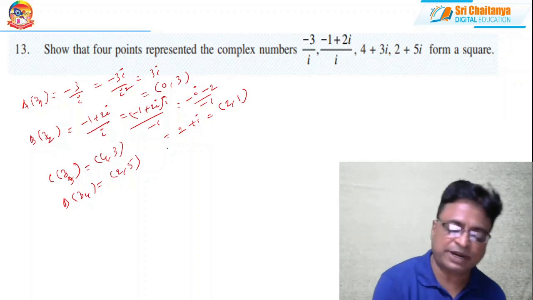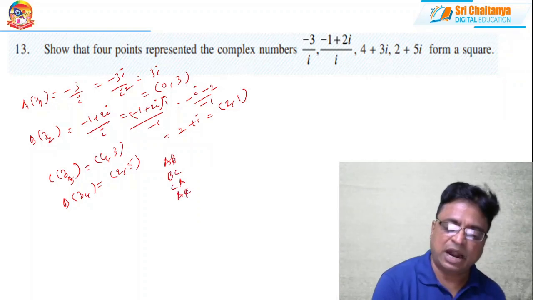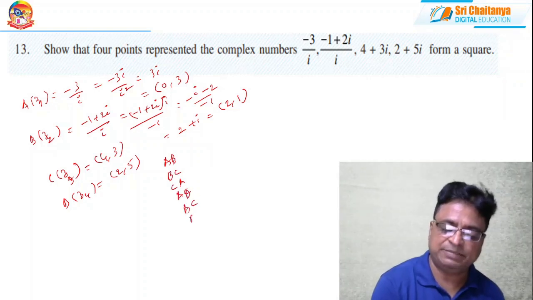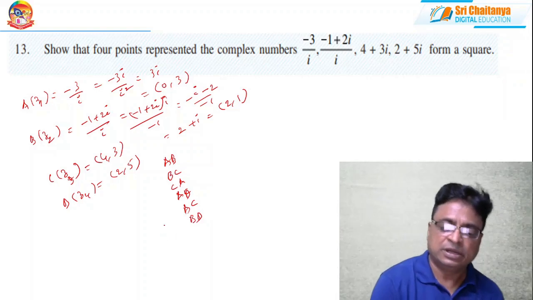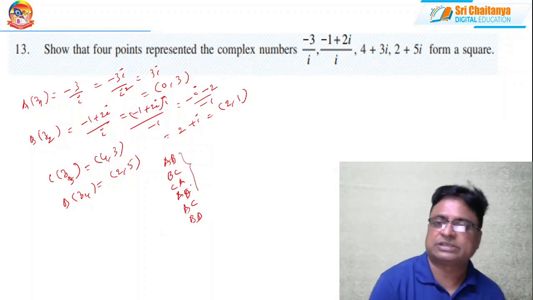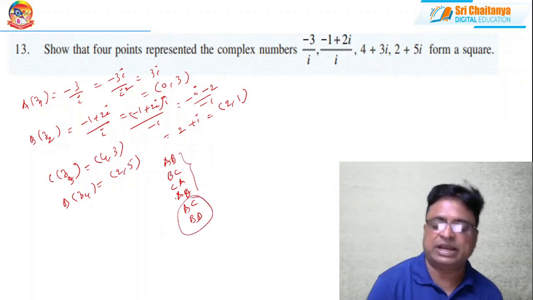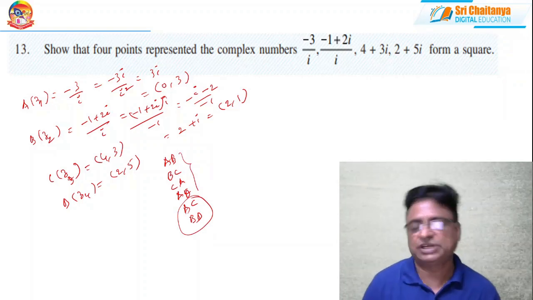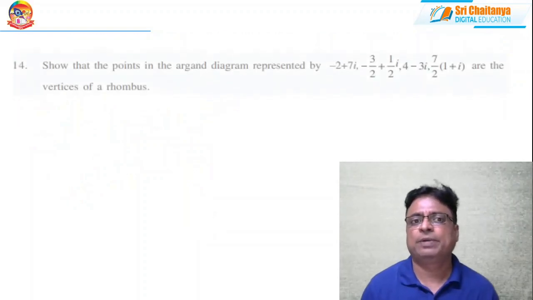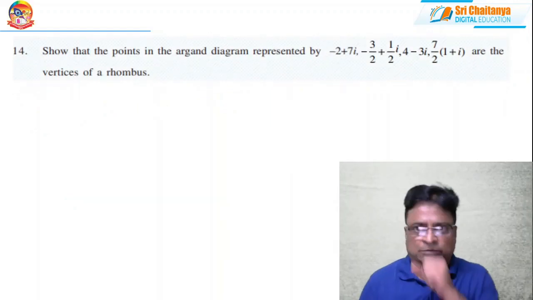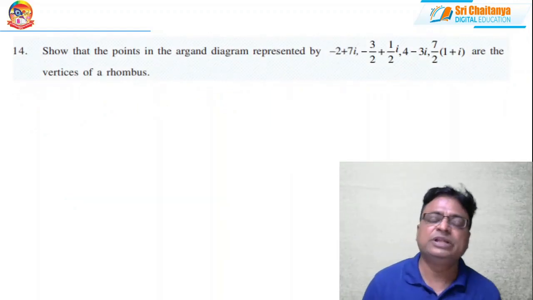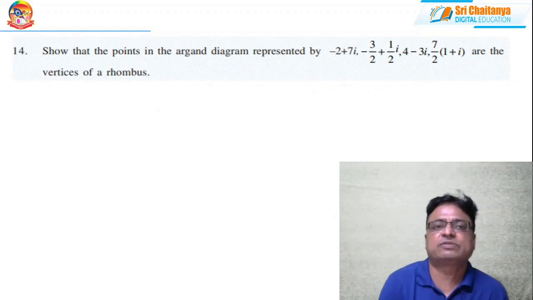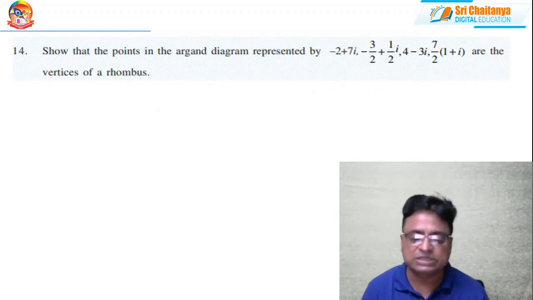But you need to find AB, all the sides, BC, CD, AD, and of course diagonals also, AC, BD. If all these sides are equal and the lengths of the diagonals are equal, obviously the figure is what? A square, you can conclude. That is your choice. Now the 14th problem. There is not much difference between square and rhombus.